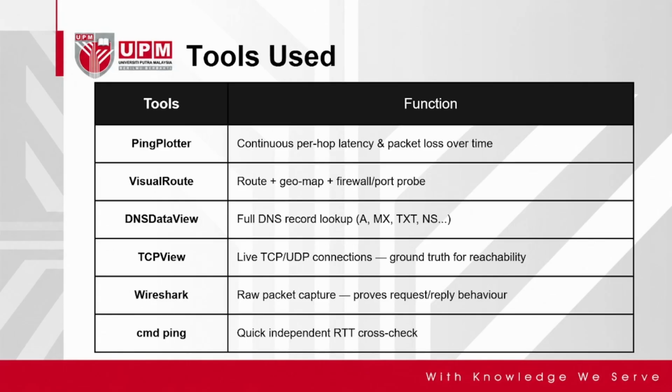Now, the tools that we used. First of all, PingPlotter gives continuous per hop latency and loss over time. Visual Route adds the route map plus a firewall and port probe. DNS Data View pulls full DNS records. TCP View shows live TCP connections, and it is our ground truth for reachability. And Wireshark gives us raw packet proof. And the CMD ping was our quick independent cross check.